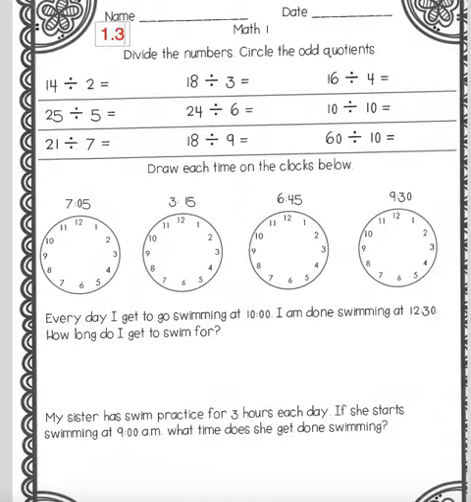So 1, 3, 5, 7. I wanted these to be commas. 1, 3, 5, 7, and 9 are odd. Let me just scooch this over a little bit. So it wants us to divide.